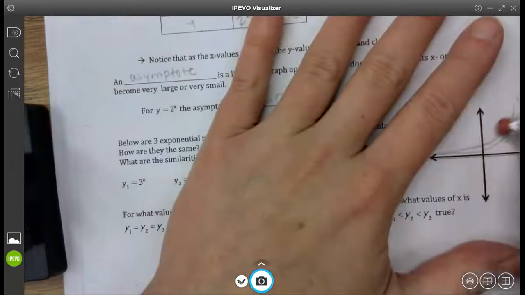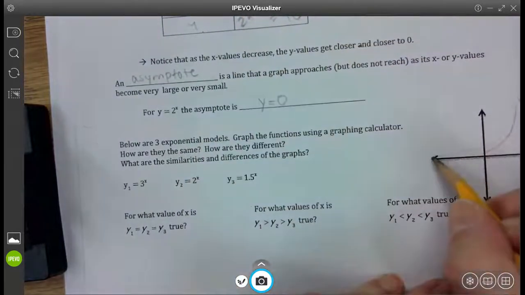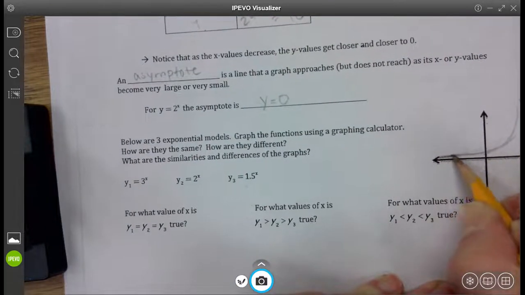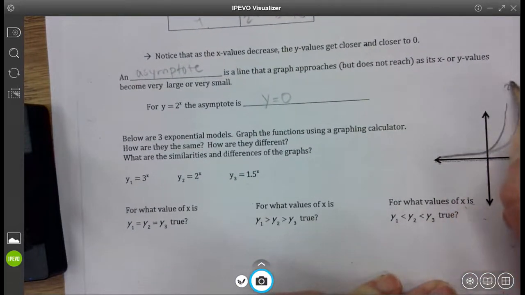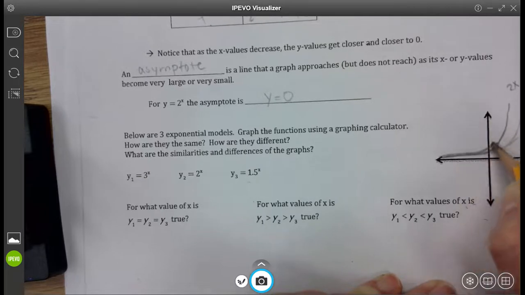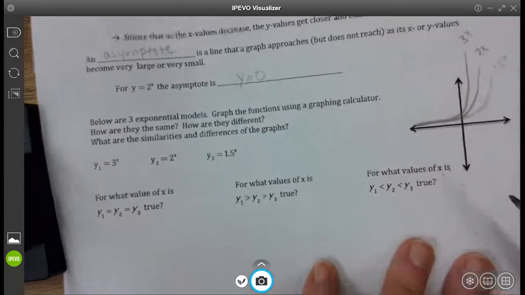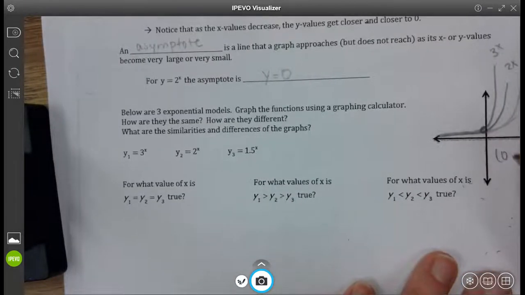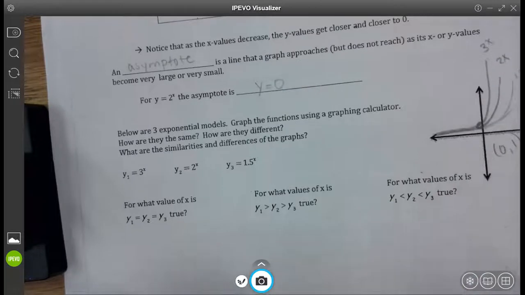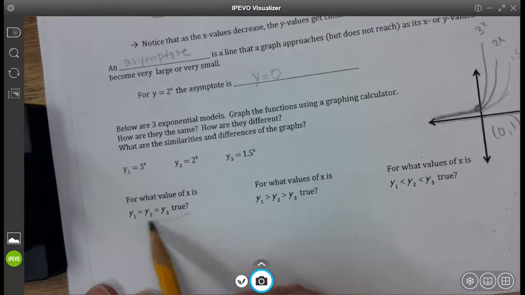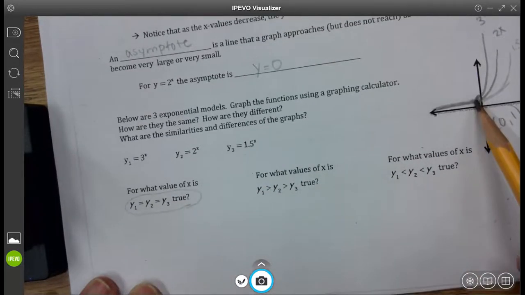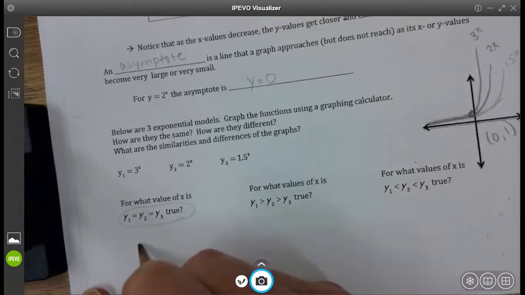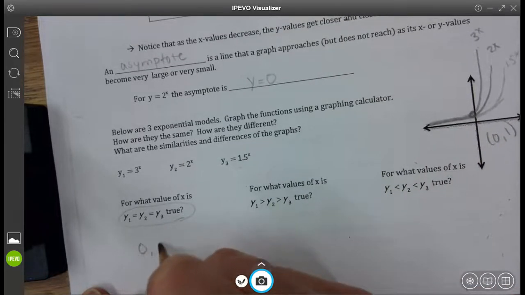And it gets a little steeper. And then it gets more steep. Well, yeah, because if your base is bigger, you're exponentially growing. But they all intersect at 1 point, 0, 1. Because when you put anything to the 0 power, it's going to give you 1. So for what value of x are they all the same? 0.